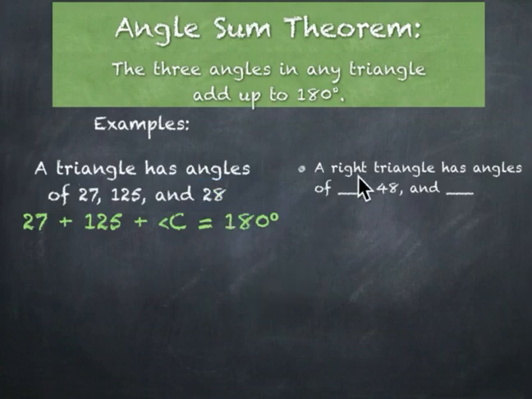In this question, it says that a right triangle has angles of something, 48, and something. And that word, right triangle, is important. That means that one of the angles is 90 degrees. And then we can figure out what the other angle is by subtraction. So 180 minus 90 is 90, minus 48 more would give us 42.